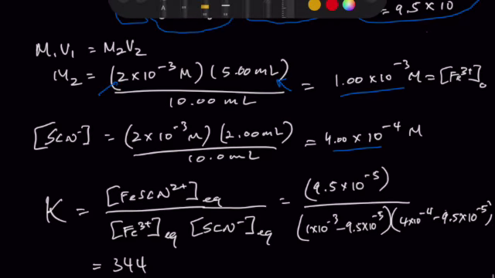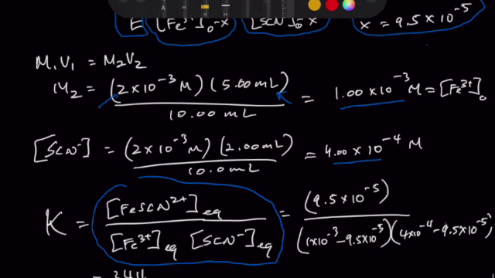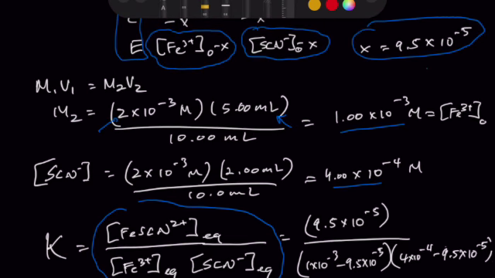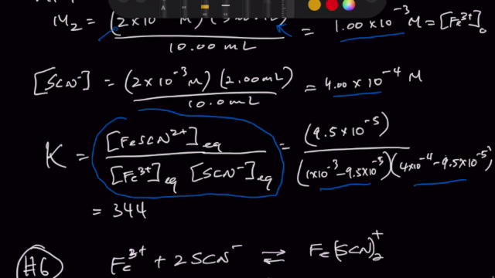And then to calculate the equilibrium constant, we use the equilibrium constant expression, which is product concentration at equilibrium over reactant concentration at equilibrium, which looks like that. And we plug in the numbers. So for the product, it was 9.5 times 10 to the minus 5. For the reactants, it's the initial minus the 9.5. And so that's what it looks like here. If you do that, you should get 344.